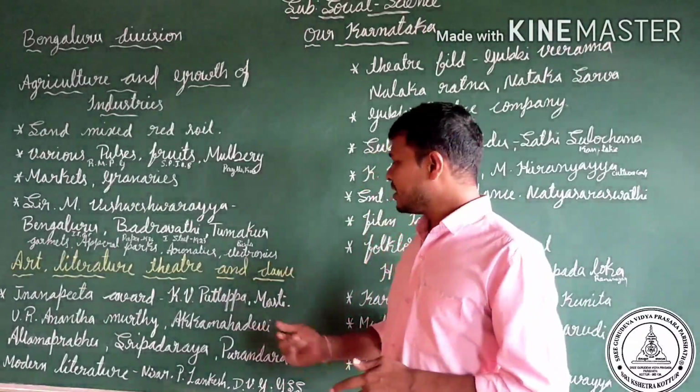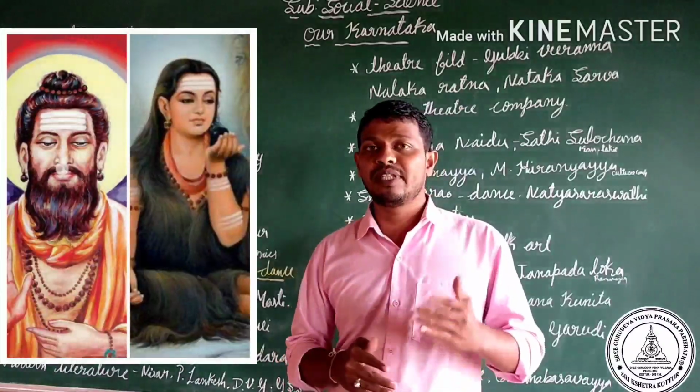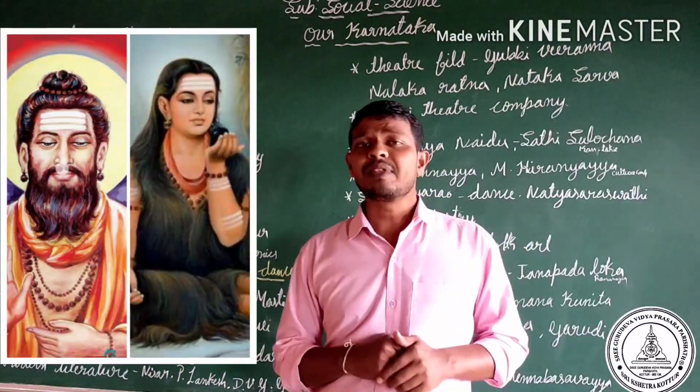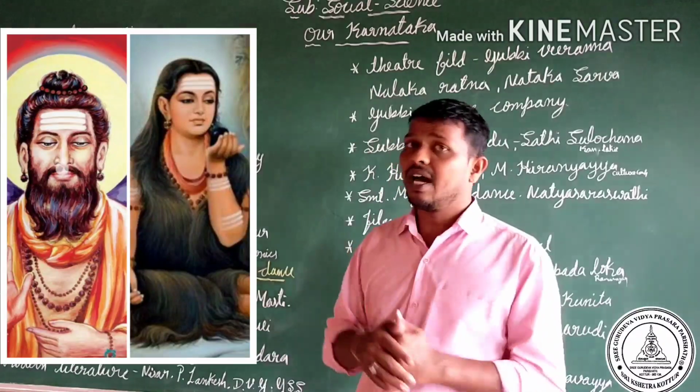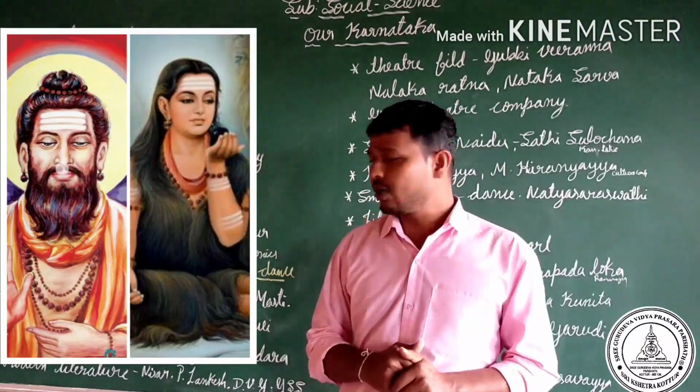I would like to name Akkamahadevi and Allama Prabhu. Akkamahadevi and Allama Prabhu belong to the southern part of Karnataka. They also give richness to the Vachana literature. They come from the Bengaluru division.